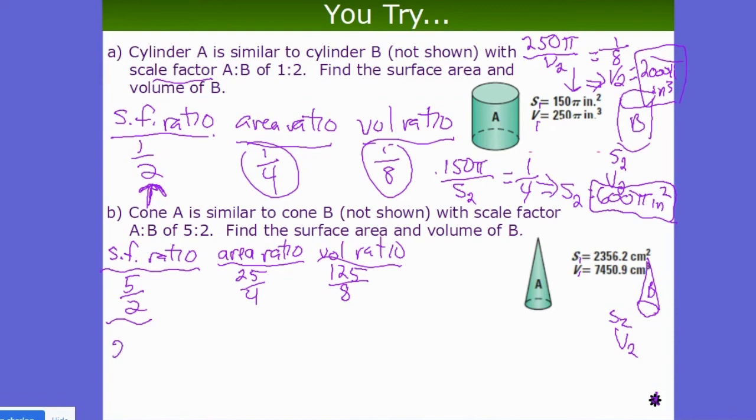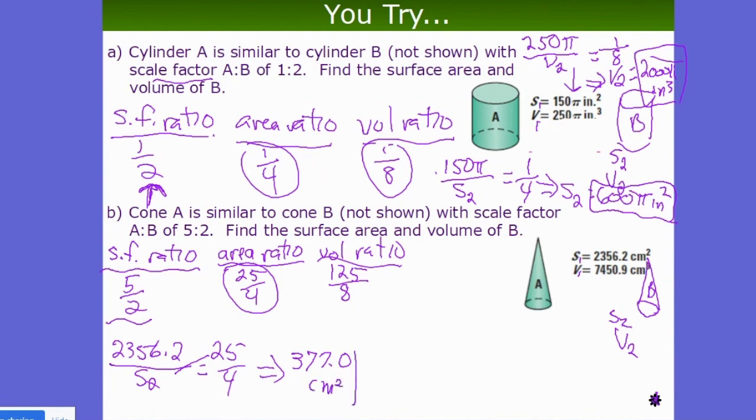So the surface area 1, 2356.2, to the second surface area will be in this ratio, the area ratio. If you do your cross products, 25 times S2 will equal whatever 4 times 2356.2 is. And then divide by the 25, you should get, approximately to the nearest tenth, I got 377.0 square centimeters.